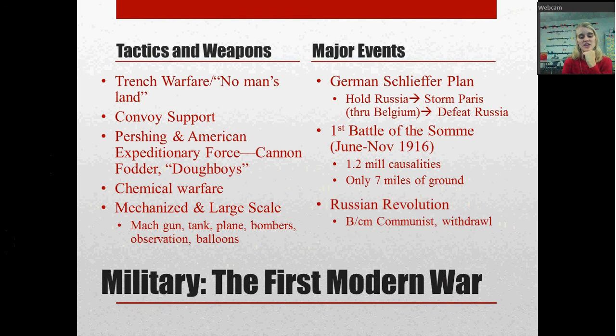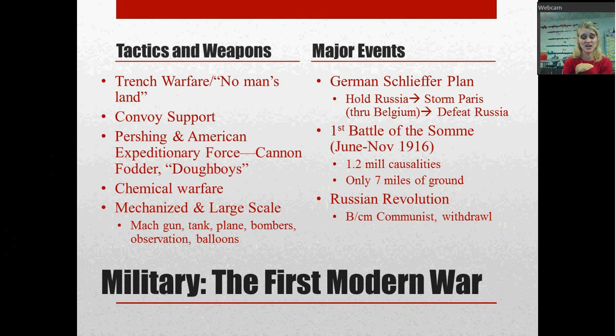So the other big thing that happens in this war, in 1918, right near the end of the war, Russia has a revolution at home. They change their government. Lenin becomes control of the government. They change to a communist government, and they actually signed their very own treaty with Germany at this time and withdraw from the war. So Russia basically drops out just before the war ends.